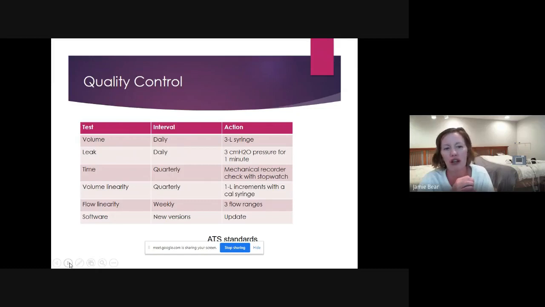To look at volume, the standard is a 3-liter syringe. Leak, 3 centimeters of pressure for 1 minute. And then looking at the other flow and time with the other ranges that are here. But make sure that you do look over these, because there are about 3 QC questions. Some of them are on blood gases and some of them are on spirometers.